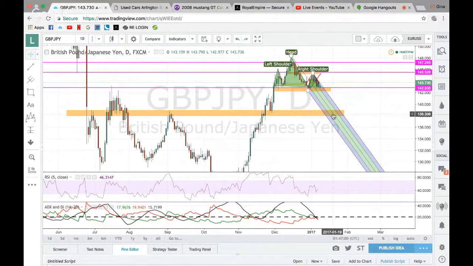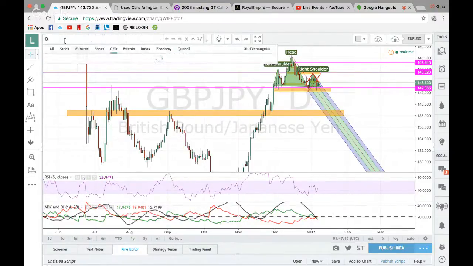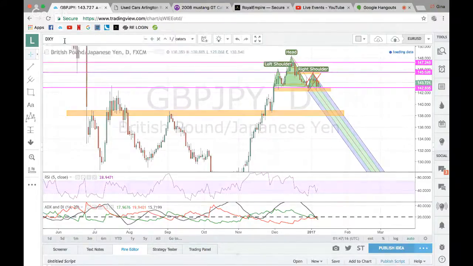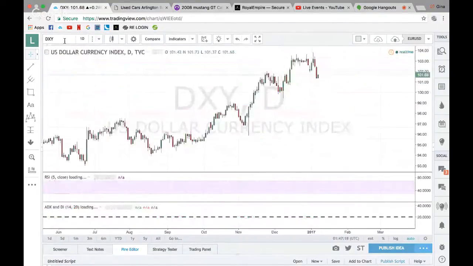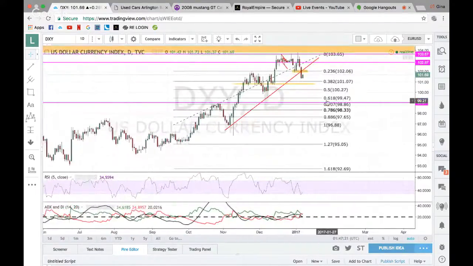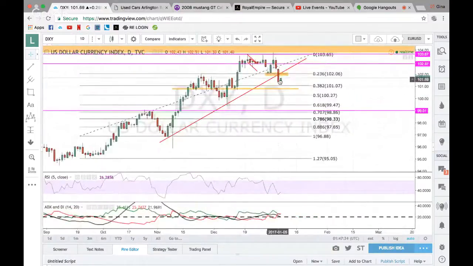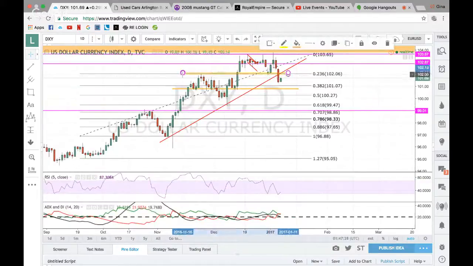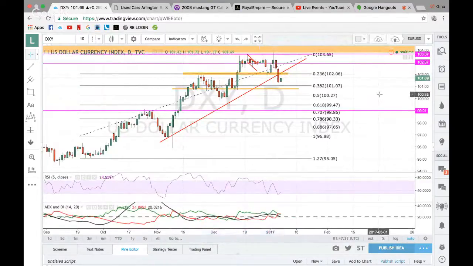Now, what do I have for confluence? All right, we have NFP coming up. All right, the dollar, I believe it's going to drop. All right, the dollar moved up too fast, too soon. All right, it's exhausted. All right, now what is the dollar doing? The dollar broke through this supply and demand zone. We're about to get a perfect entry for NFP.